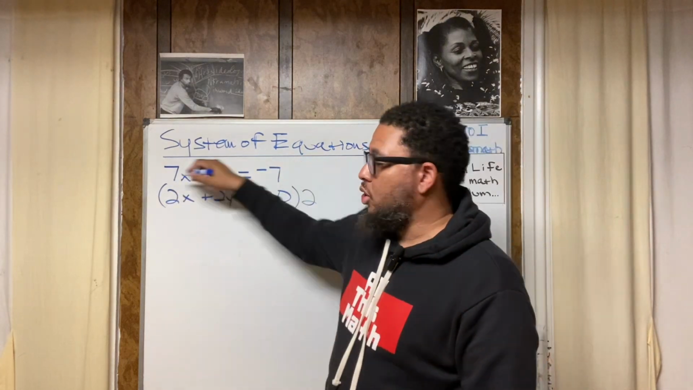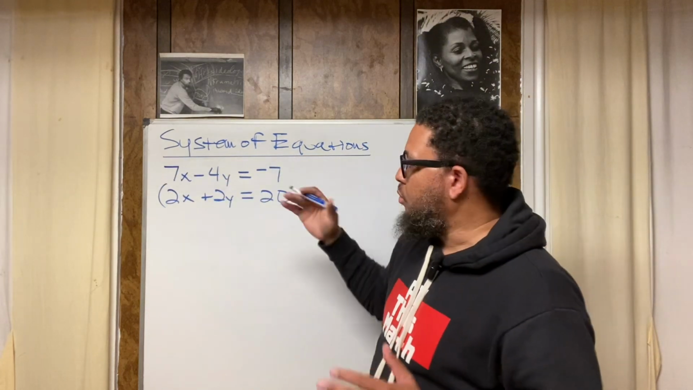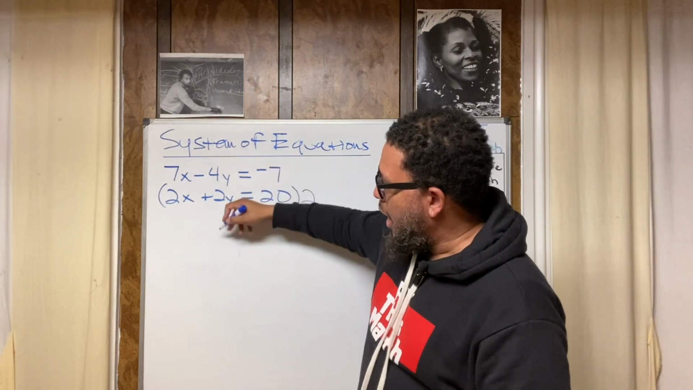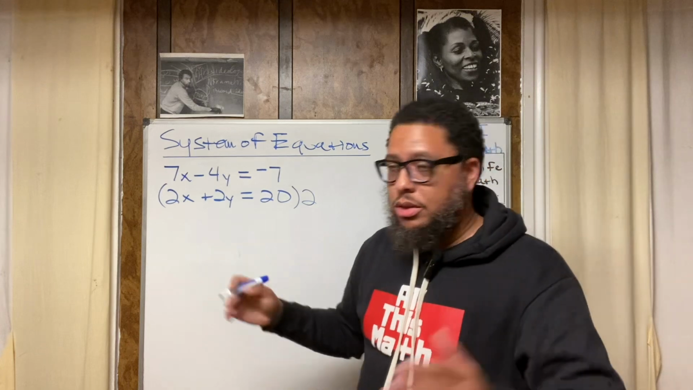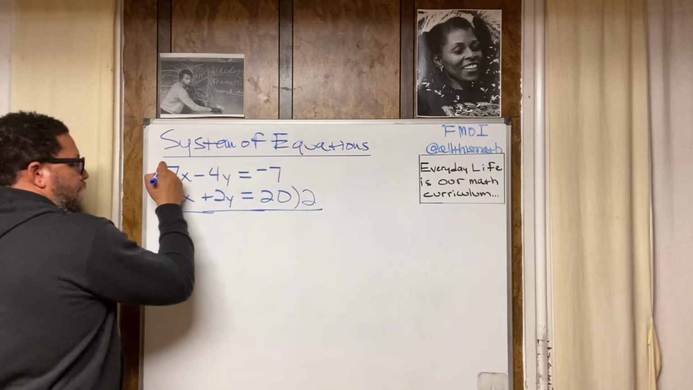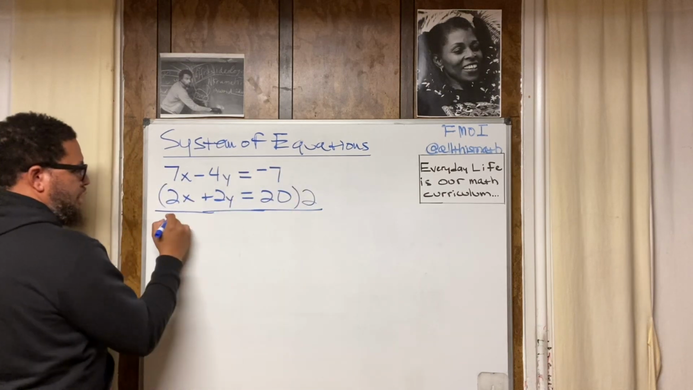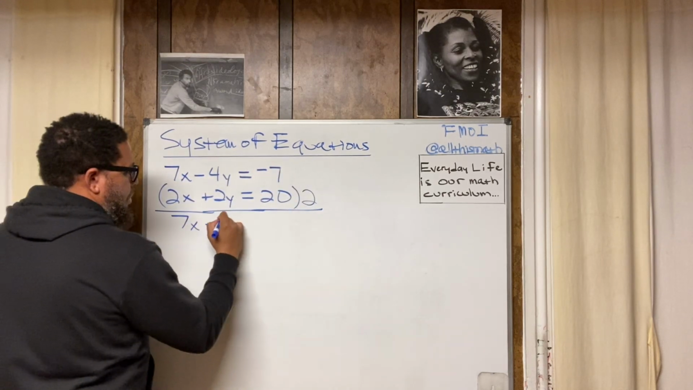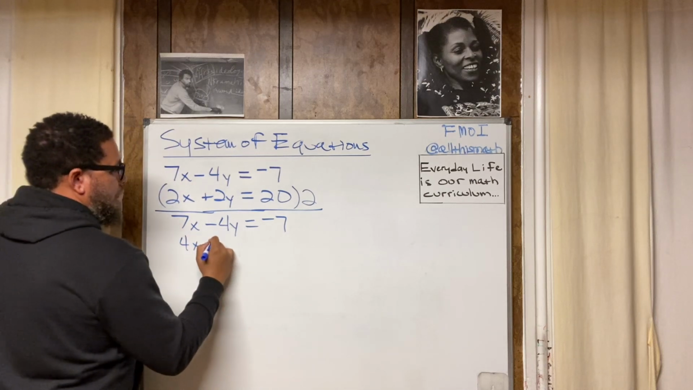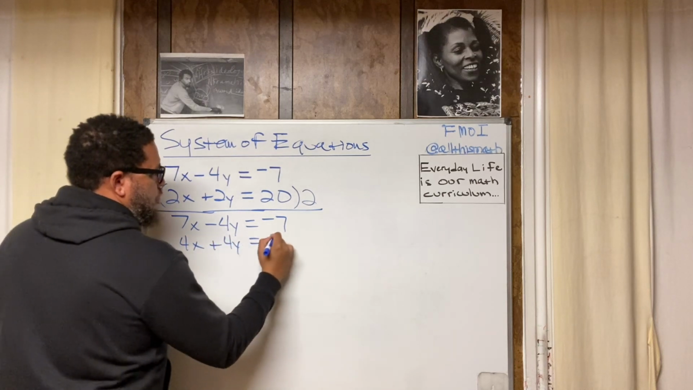I'm not multiplying this equation by anything. It's going to stay the same because remember, what is my goal? I want to eliminate these y's, eliminate these y's, eliminate these y's. That's what I want to do. So now I'm going to draw a horizontal bar, and I'm going to rewrite the top equation. I'm not changing anything in the top equation. I have 7x minus 4y equals negative 7. I have 4x plus 4y equals 40.